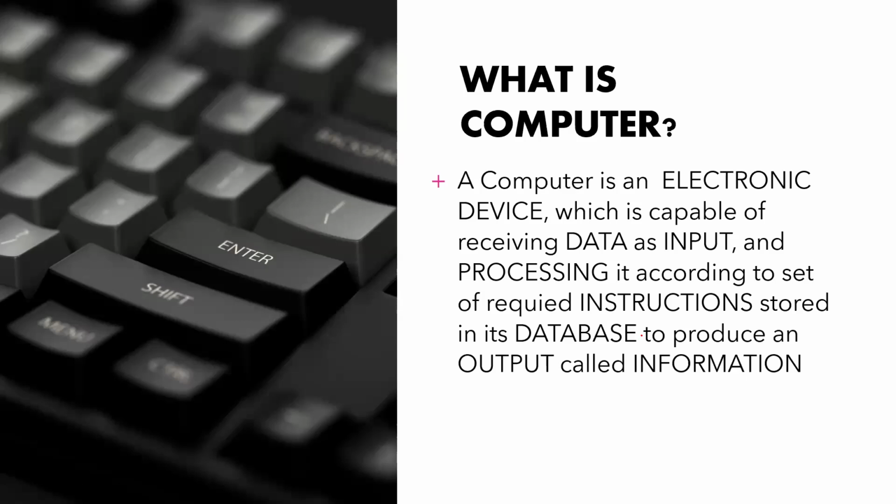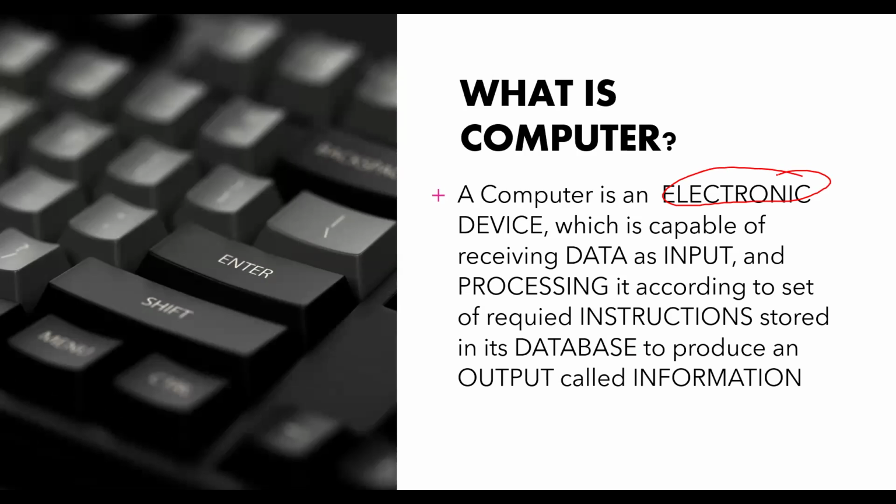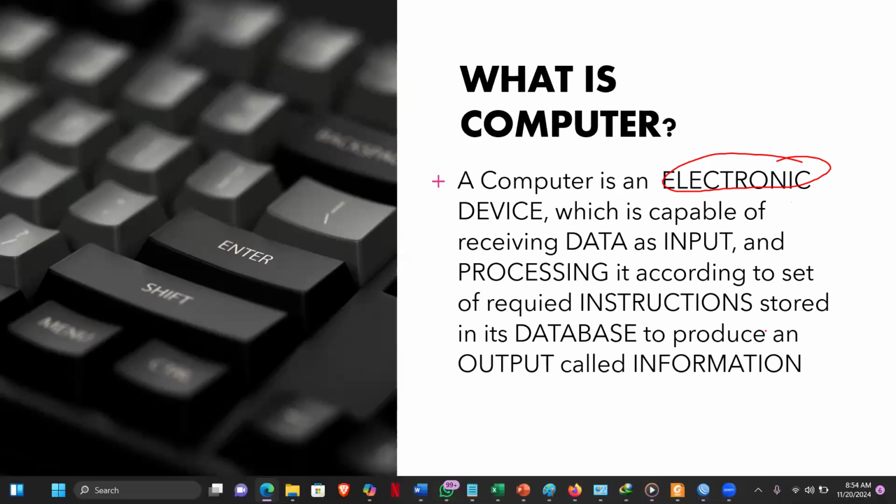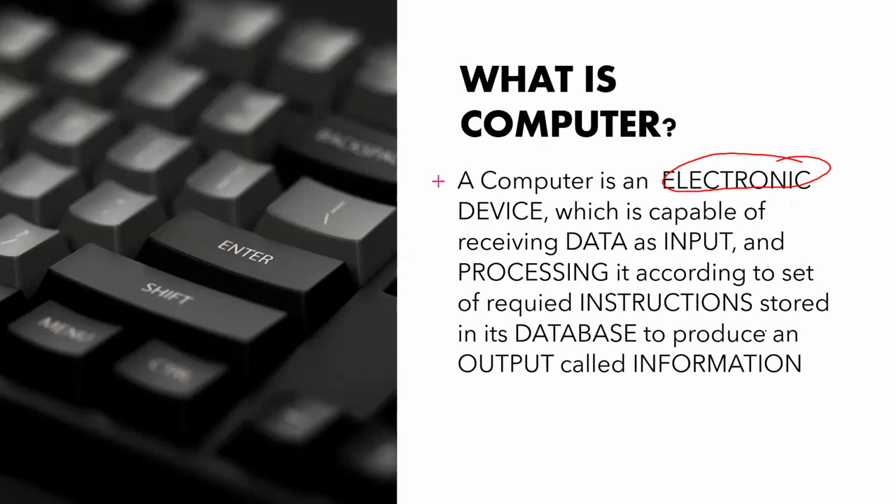And here we said a computer is an electronic device. When we say an electronic device, what do we mean? An electronic device is any device that actually uses electrical charges or electrons in order to function. So we say a computer is an electronic device which is capable of receiving data as input, and this data simply means raw facts.